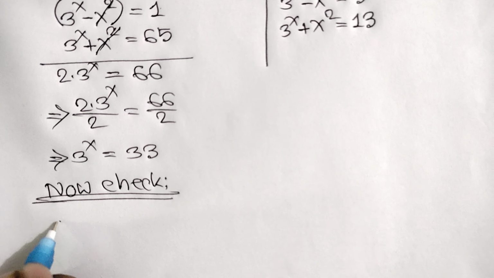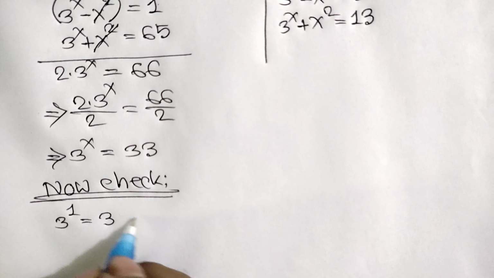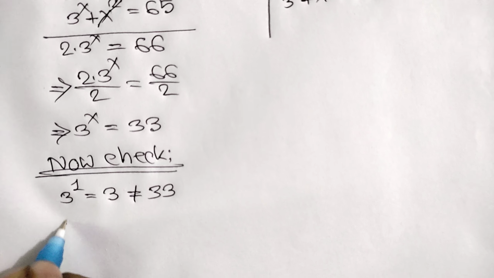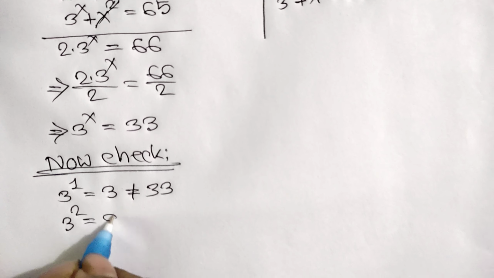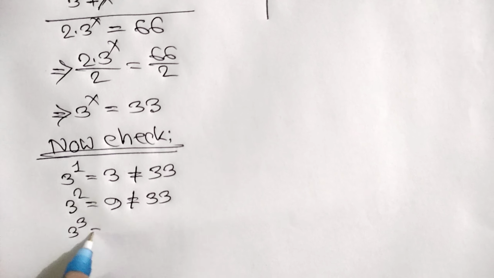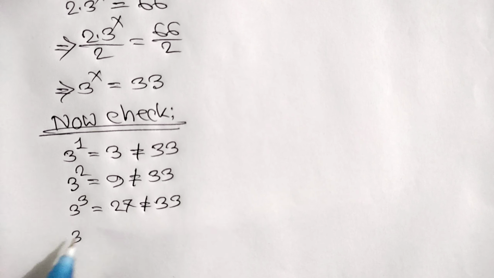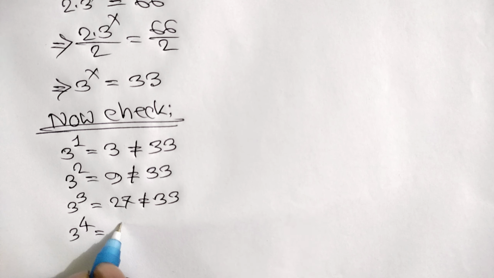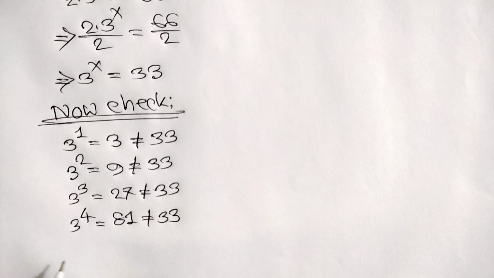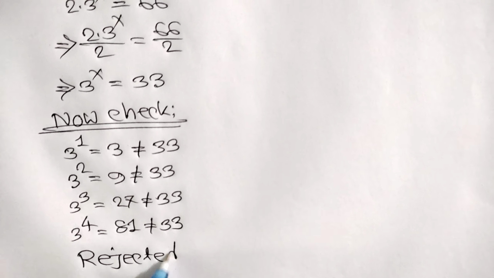Taking x is equal to 1, we can write 3 to the power 1 is equal to 3. This 3 is not equal to 33. Now x is equal to 2, 3 squared is equal to 9, not equal to 33. Now x is equal to 3, 3 cubed is equal to 27, not equal to 33. Now x is equal to 4, 3 to the power 4 is equal to 81, not equal to 33. So there are no natural solutions, so this is rejected.